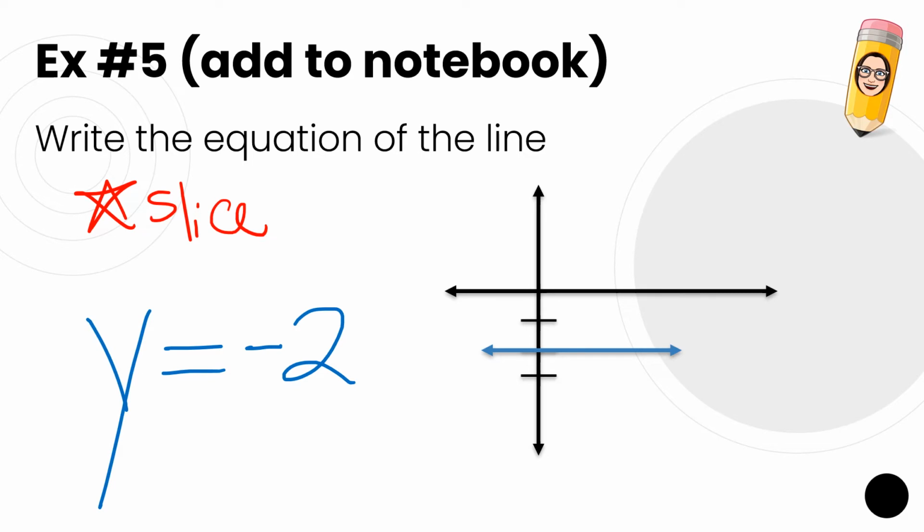You don't need slope intercept form. Even if I say, hey, what's SIF? Or what's PSF? The abbreviations for those two. You don't need to. You can just write y equals -2 and be done.